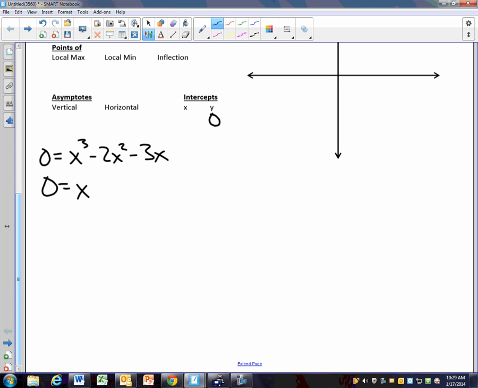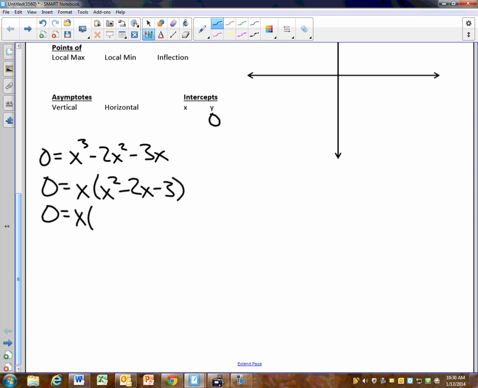So very good, we take out an x, we get x squared minus 2x minus 3, and then so what are the x-intercepts? Yep, -1, 0, and 3. Well, that's some helpful information to be able to understand how to graph it. Something else we need to do.